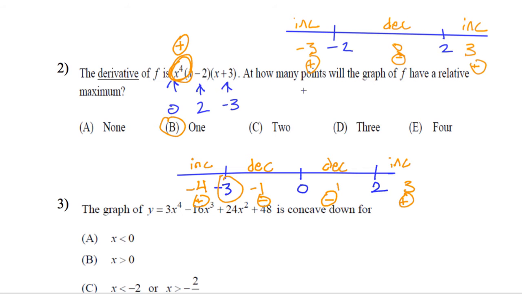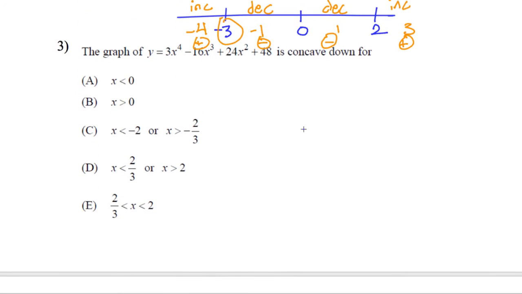Preguntas? All right, going on to number 3. So we have this graph, and we're looking for concave down. Definition of concave down is? When f double prime is less than 0. Very good, yep, f double prime.